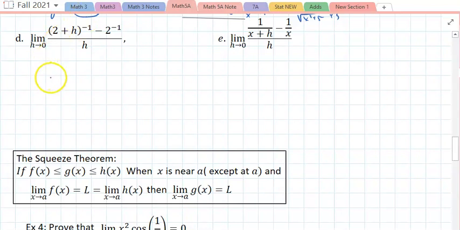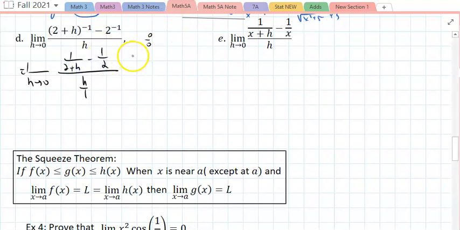Same deal here. We look at this. Okay, well, if we let h equal 0, that's going to be 2 to the negative 1 minus 2 to the negative 1, which is 0 over 0. So we rewrite this as the limit as h approaches 0. We recognize this is a complex fraction.